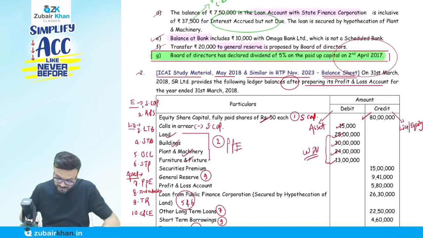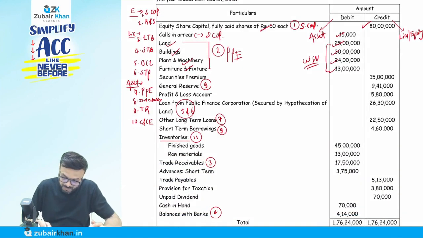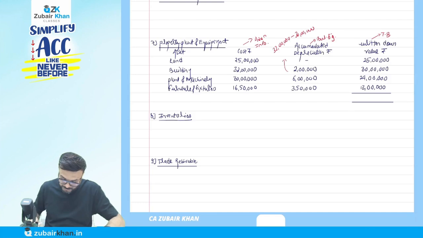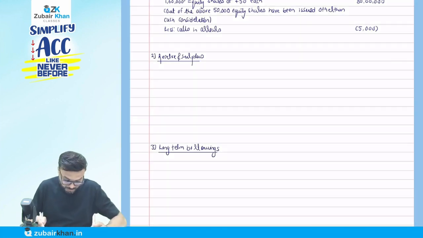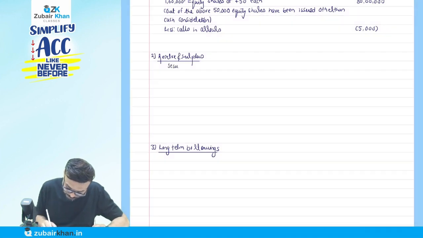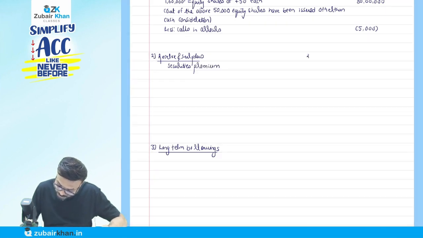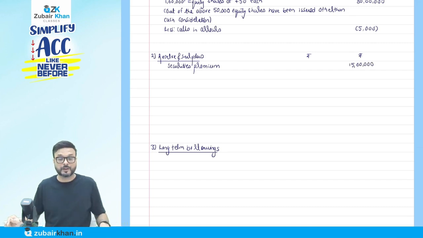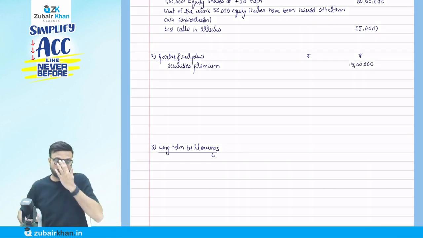Now in the trial balance you can see the next item is securities premium. Where will it go? Reserve and surplus. How much is it? 15 lakh. So go to reserve and surplus, and write down there, notes to account number 2, securities premium. Two columns, inner column and outer column. No adjustment, so write down here in the outer column, 15 lakh.